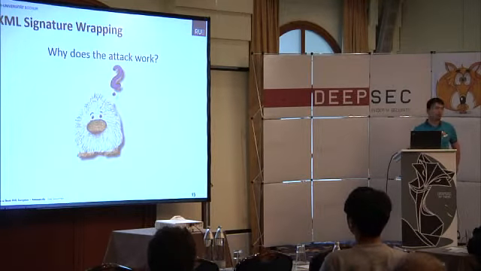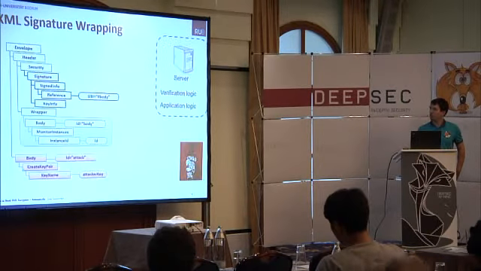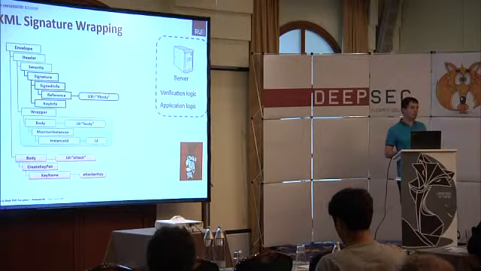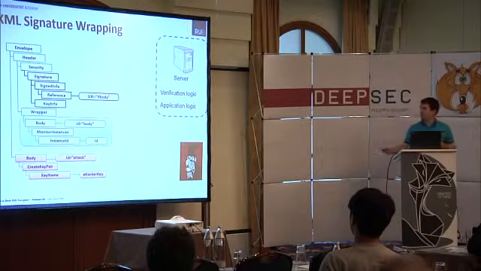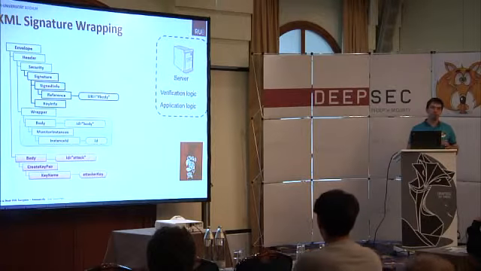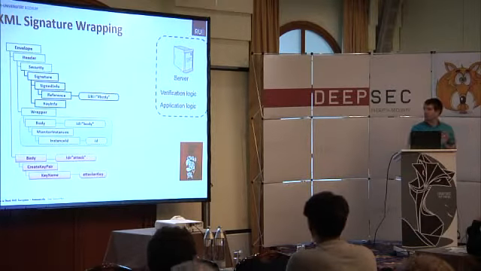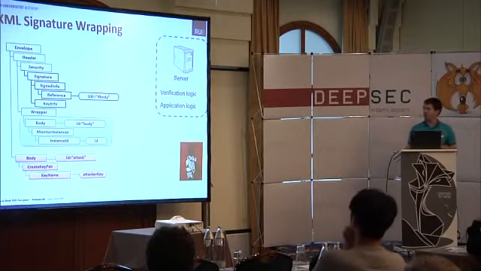Why does the attack work? Maybe you ask. This is very simple. In most cases, the web service verification and business logic work in two steps. First there is the verification logic, which contains signature validation and cryptographic functionality. This is very, very complicated, so most developers apply some cryptographic library. In the second step, there is the application logic, which just invokes a functionality. This is done by a developer on his own.